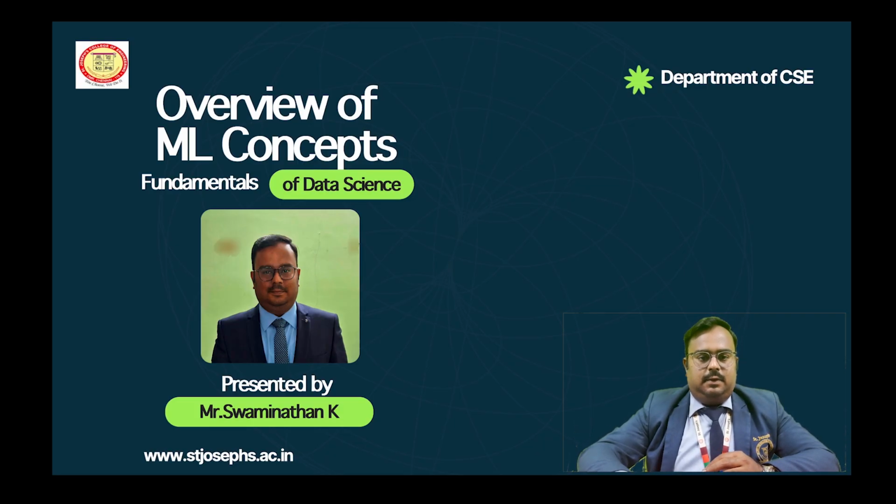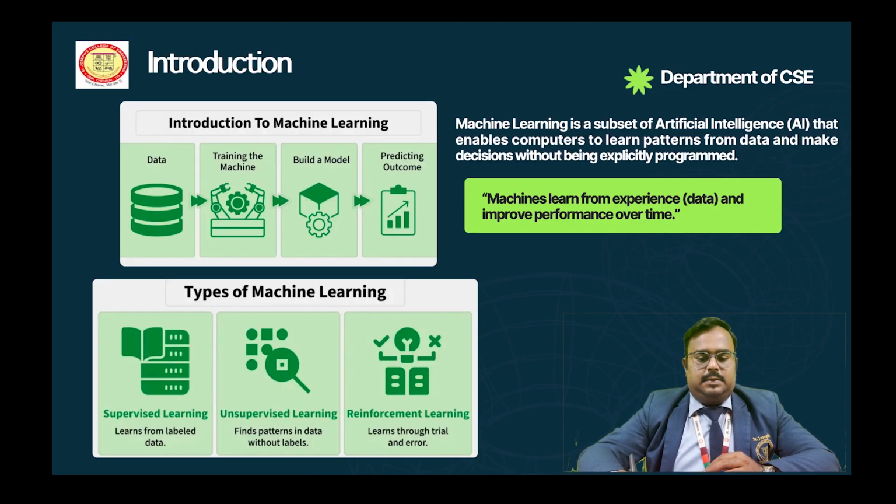So first of all, what is meant by machine learning? Machine learning is a subset of artificial intelligence that enables computers to learn patterns from data and make decisions without being explicitly programmed. Simply put, the machine learns from experience, that is the data, and it improves performance over time.